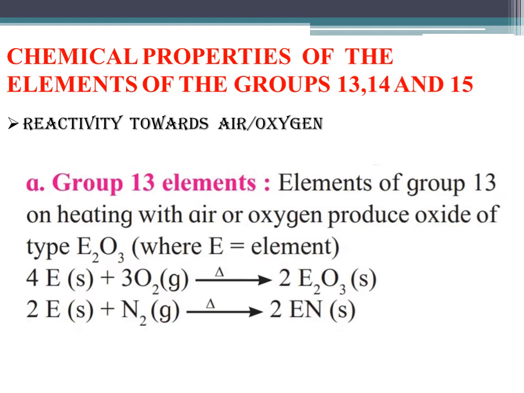Now students, if in place of E, I am substituting say boron B, it will become boron oxide. If in place of E in the second reaction I am substituting B again, it will become boron nitride. Similarly, for the first reaction, if I am substituting aluminium, it will be aluminium oxide. For the second reaction, it will be aluminium nitride, and so on.